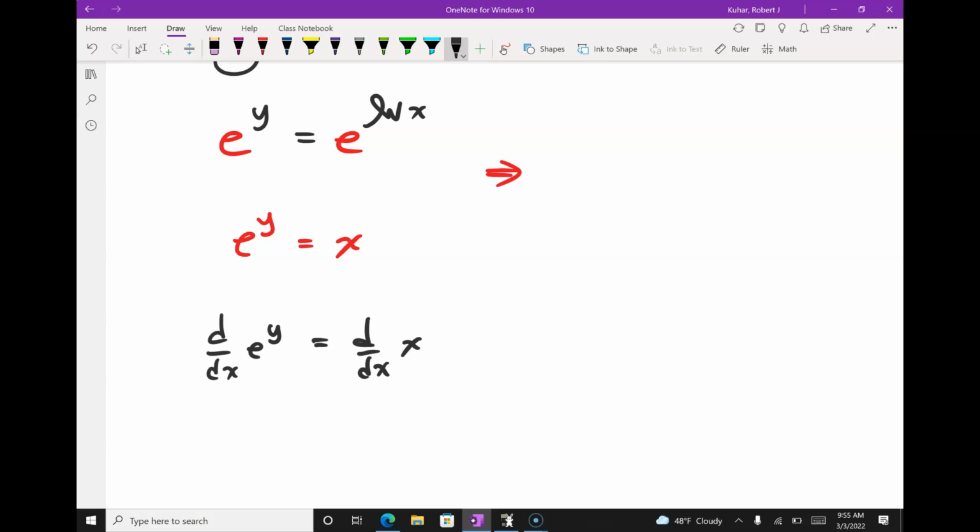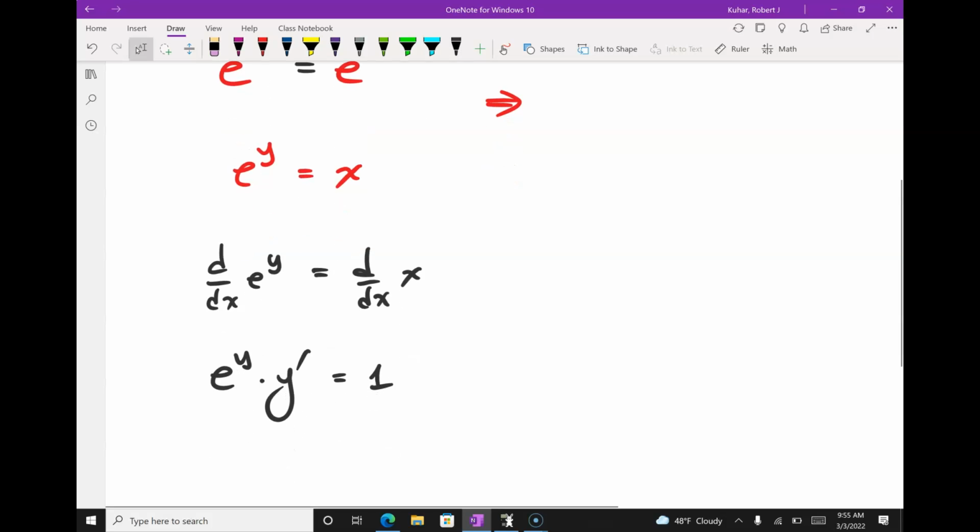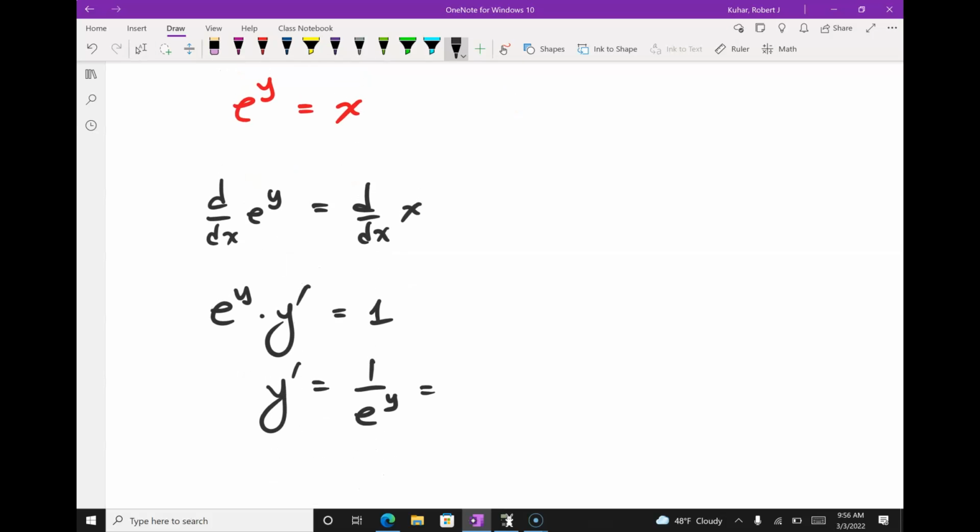Well, on the left side, I have to do implicit, right? So what do I get? E to the y times y prime. And on the right-hand side, I get 1. I'm solving for y prime. So I get y prime equals 1 over e to the y. But do I know what e to the y is? Look at the page. X. So there it is. It's 1 over x.